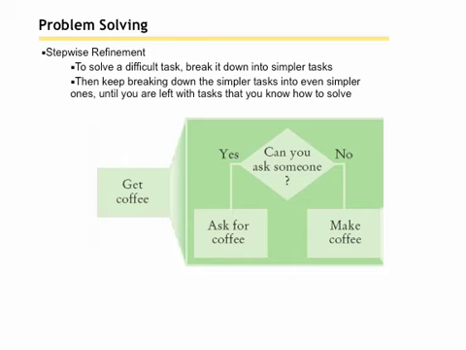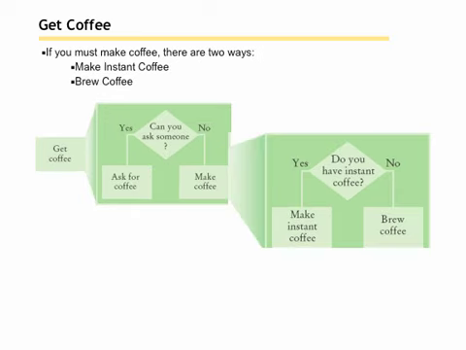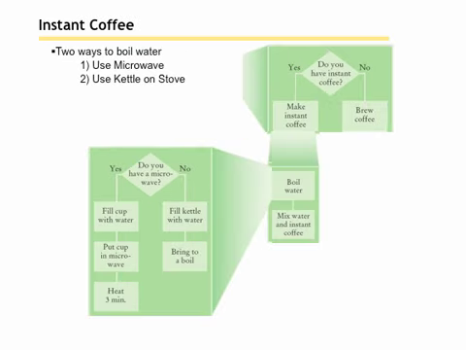Stepwise refinement. To solve a difficult task, it's easier to break it down into simpler tasks, and simpler and simpler tasks, and then keep breaking it down until you have very simple tasks to solve. Think of getting coffee. Can you ask someone to get coffee for you? If yes, ask for coffee. If no, make your own coffee. Then if you're making your own coffee, you can say, okay, do you have instant coffee or do you have brew coffee? And you can break those steps down even more.